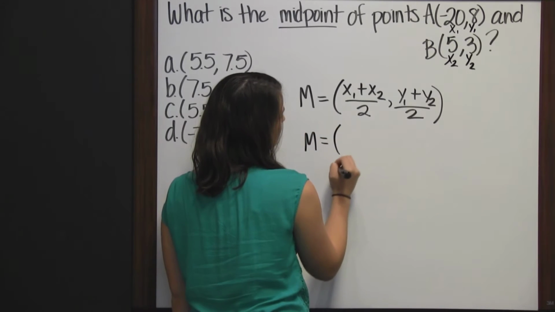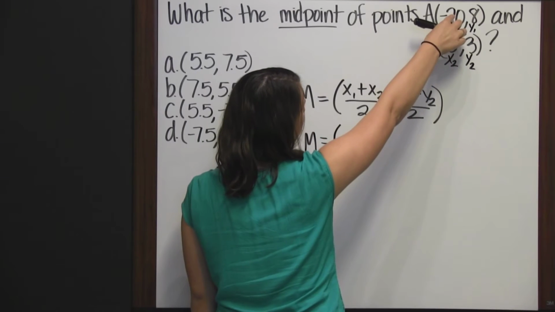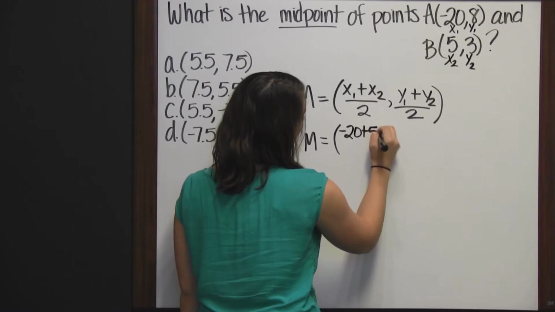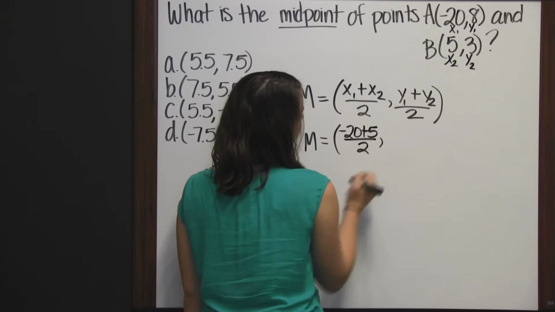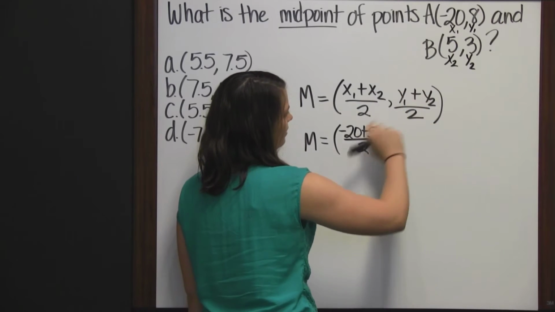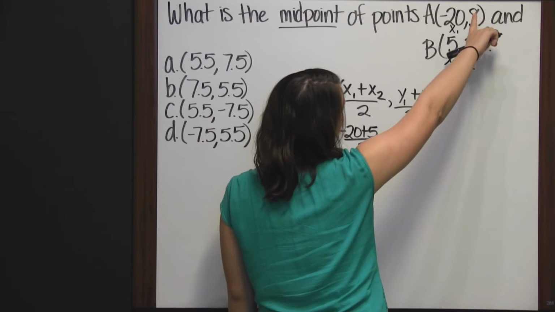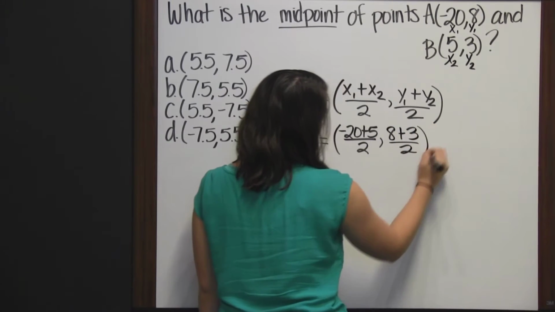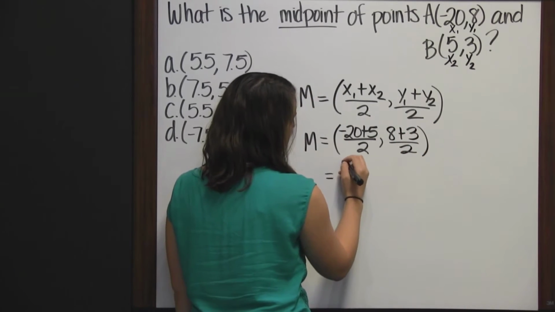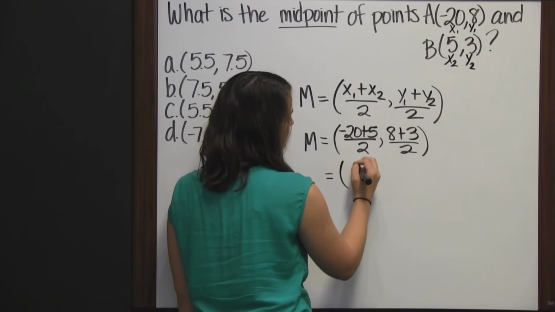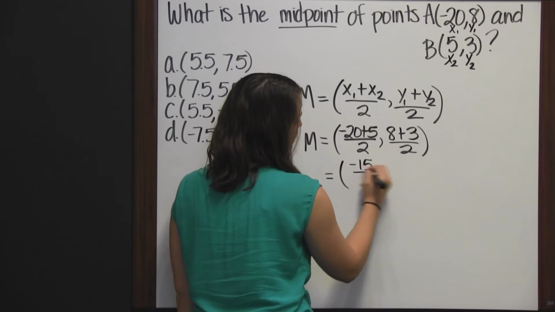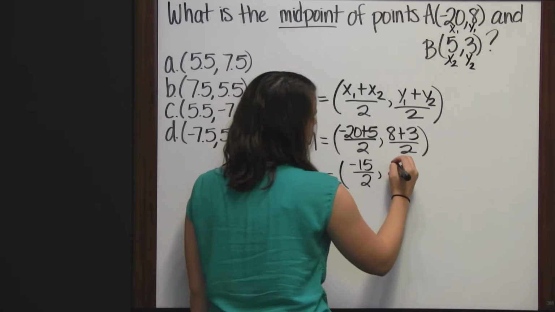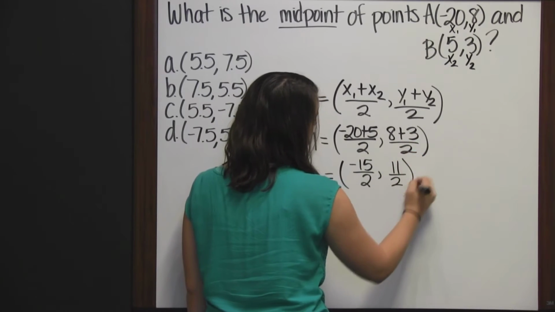So my midpoint: x1 is -20 and x2 is 5, so -20 plus 5 divided by 2. And then I'll add my y's and divide by 2, so 8 plus 3 divided by 2. Now we just need to simplify. -20 plus 5 is -15 divided by 2, and 8 plus 3 is 11 divided by 2.